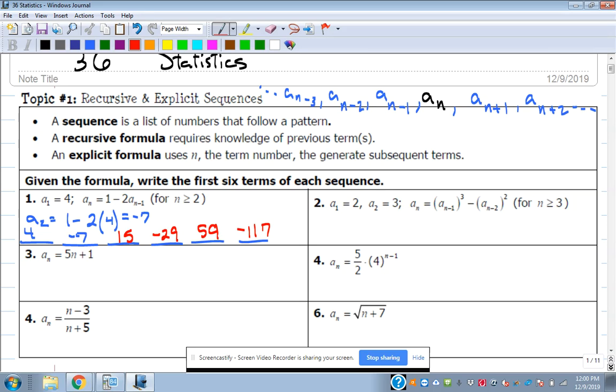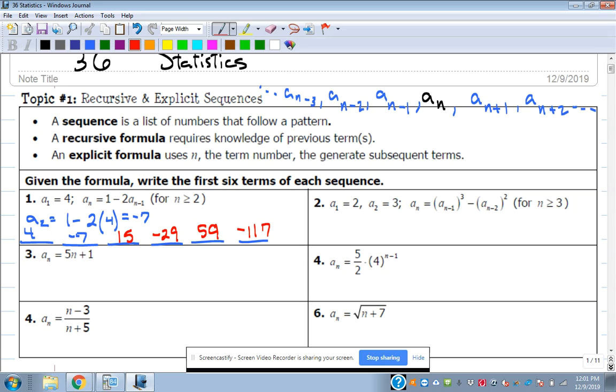Look at number 2. It's a little tougher formula. More stuff going on. They give us the first 2 terms of the sequence. A sub 1 is 2. A sub 2 is 3. And then they ask us to use this formula to find the next 4 terms. So we'll get started with it, and then you could continue if you want to.